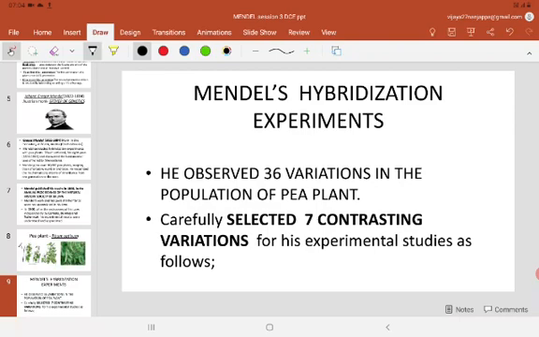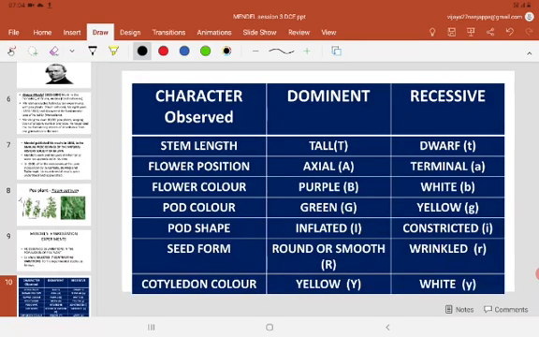Though he observed 36 variations, he carefully selected 7 contrasting variations, which are as follows: stem length, flower position, whether it's axial or terminal, flower color, purple or white, pod color, green or yellow, pod shape, inflated or constricted, seed form, round or smooth.